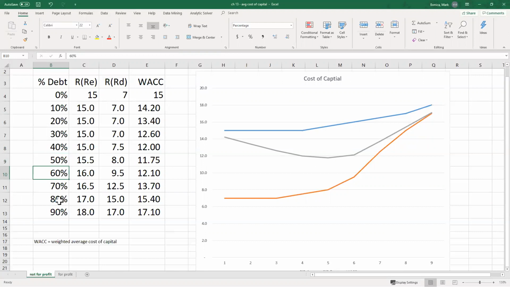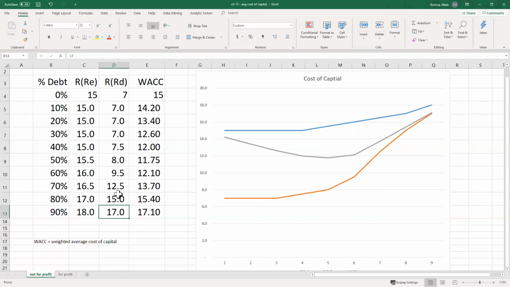And if you continue on that kind of logical track, as you approach 80% debt, the required rate of return on debt is now equal to the original required rate of return on equity. It's 15%, and it goes even higher as you approach 90%. The idea here being, these numbers are just numbers I made up, but they reflect the reality that actually operates in the market.